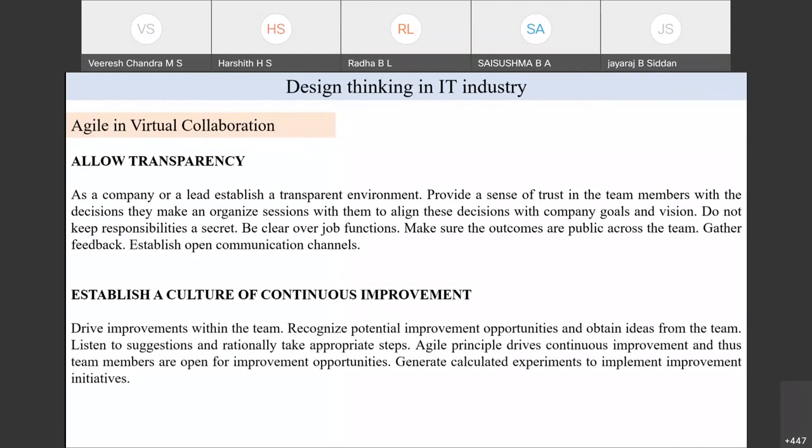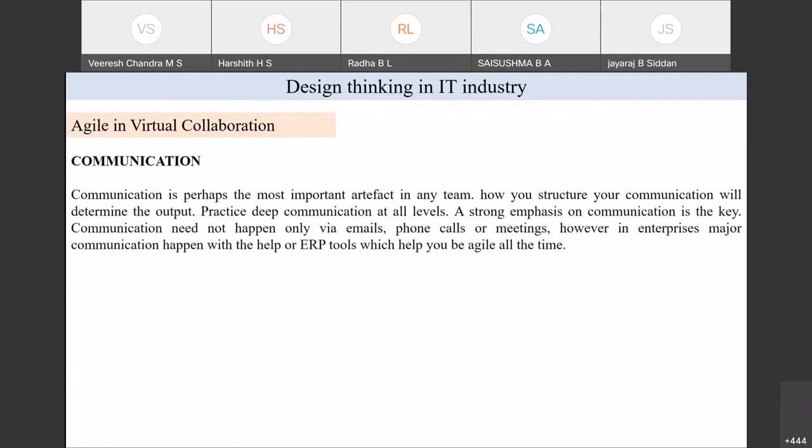Next vital thing is to establish a culture of continuous improvement. The team lead or the person responsible should always drive improvements within the team. You should recognize potential improvement opportunities and obtain ideas from each member of the team. You should listen to the suggestions rationally and take appropriate steps. Communication, as I told you, is very important in any kind of industry. When communication is very good, automatically the solution for the problem will also be given perfectly.